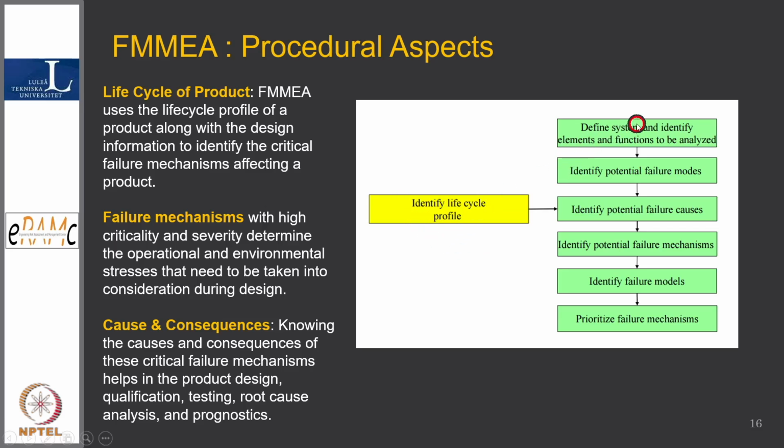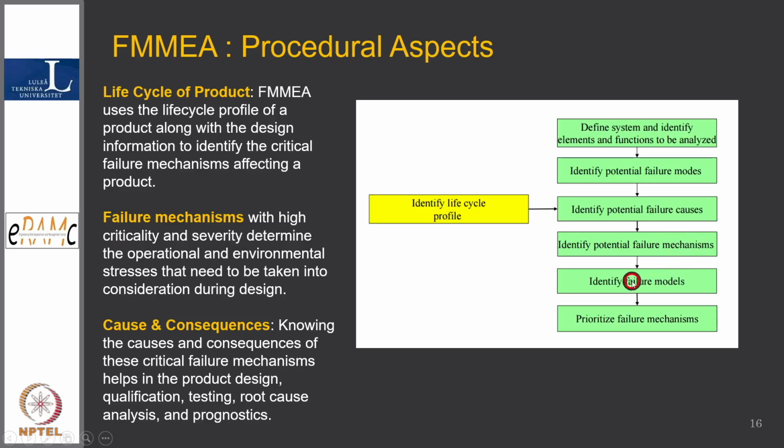Define the system and system elements and functions to be analyzed. This is a very important thing. This defining itself takes a lot of time, and we have to define the failure criteria also, failure modes and failure criteria. Which modes are important to us, and which failure mechanisms will come later. Here the causes and mechanisms that will be of interest to us are those which safeguard my industry interest.